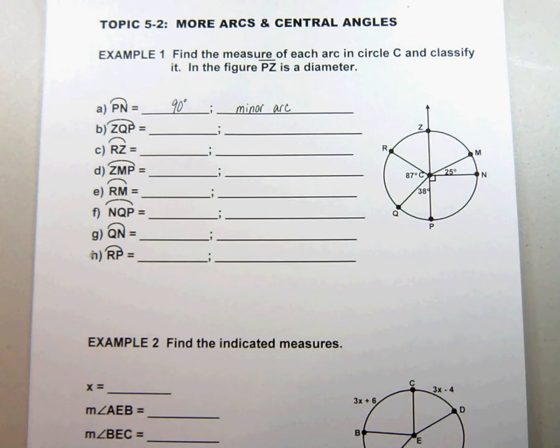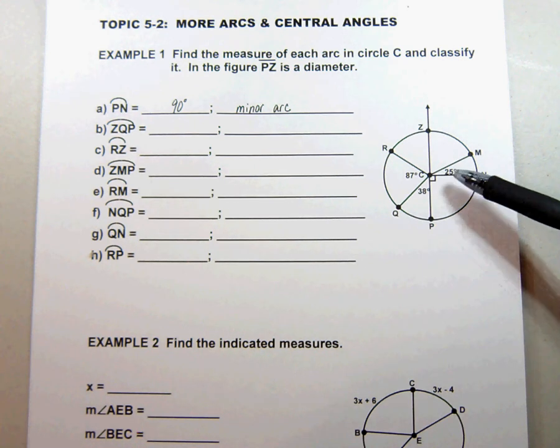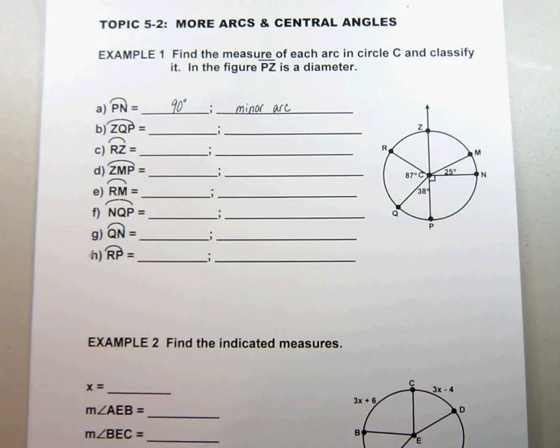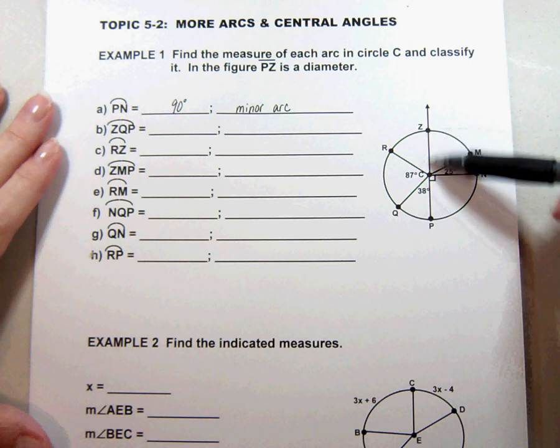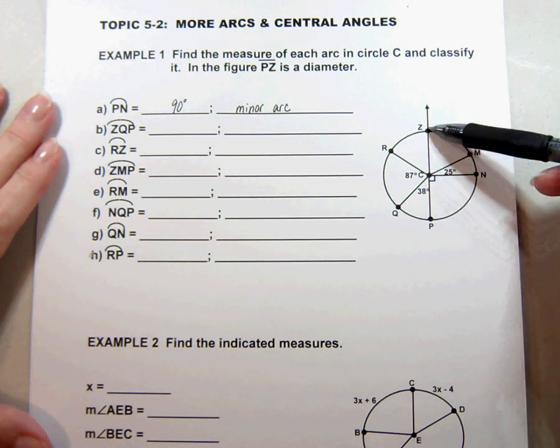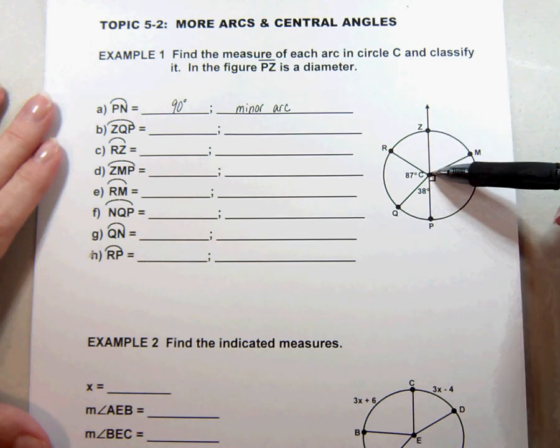Okay, topic 5.2, more arcs and central angles. I kind of started this one already, but first of all, let's look at the arcs, the angles that are already given to us. PZ here, they're telling us, is the diameter, and you can tell because it's going through the radius, through the center.